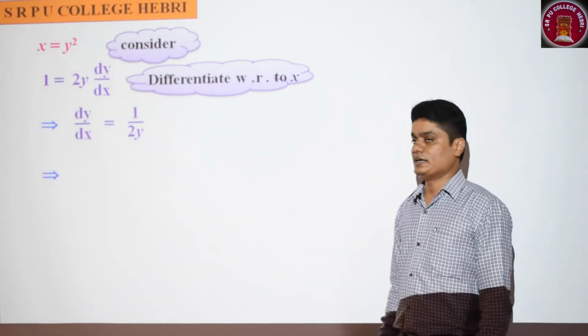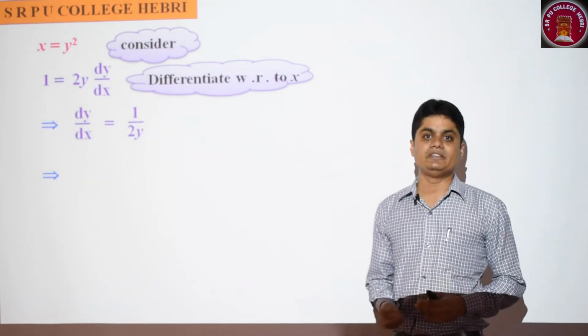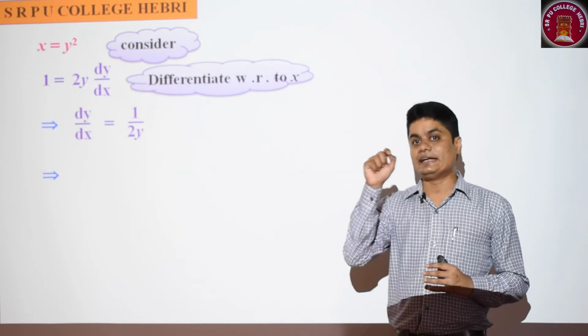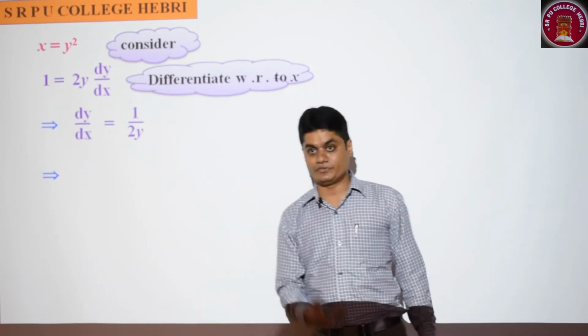To use that the angle between them is 90 degrees, we need the slope of both tangents which are drawn at the point of contact. So this is the procedure to get the slope of the tangent.